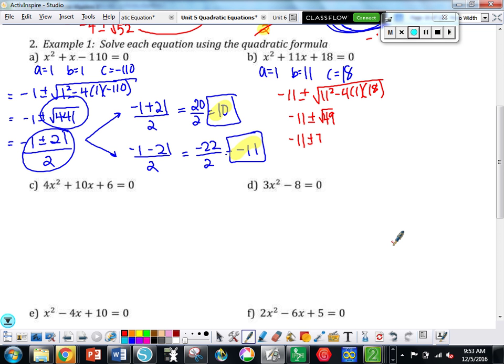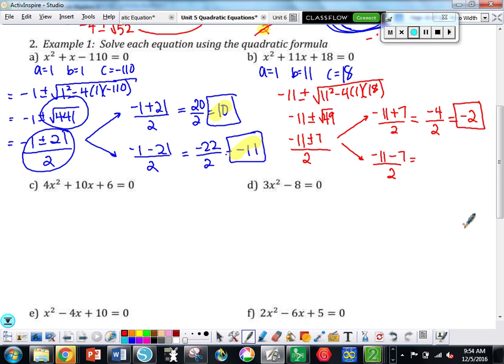Questions to this point? Now we have to deal with the denominator, all over 2a. What is a? A is 1, so all over 2 times 1 is 2. Questions with that part? Do you have to write this one further? Yes, because there is no radical. I've got negative 11 plus 7 all over 2, or negative 11 minus 7 all over 2. Well, negative 11 plus 7 is negative 4 over 2, which is what? Negative 2. Negative 11 minus 7 is negative 18 all over 2, which is negative 9.